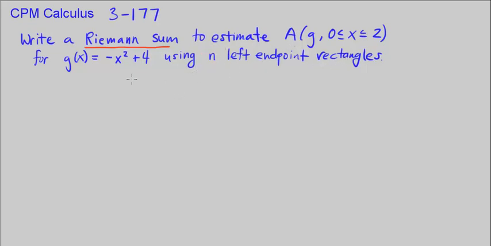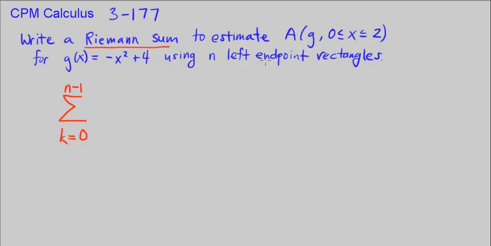So we know a Riemann sum is using sigma notation, right? N left rectangles means that we're going to start with our variable, whatever letter we like. I'm going to use k. We could start from k is 0 to n minus 1, right? Whatever n is, we subtract 1 from it.